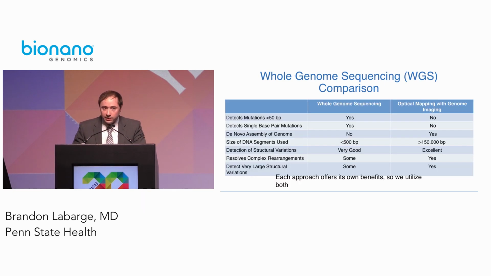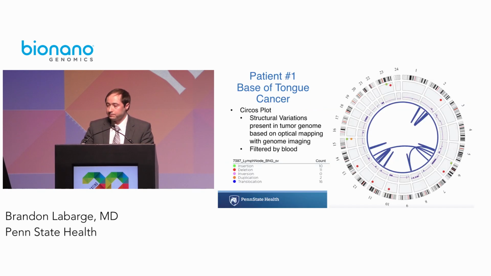So if we compare the Bionano platform to whole genome sequencing, we can see that whole genome sequencing is better at detecting small mutations. However, optical mapping with genome imaging from Bionano is better at detecting large and complex structural variations. And so for our research, we utilize both because they have their own benefits.